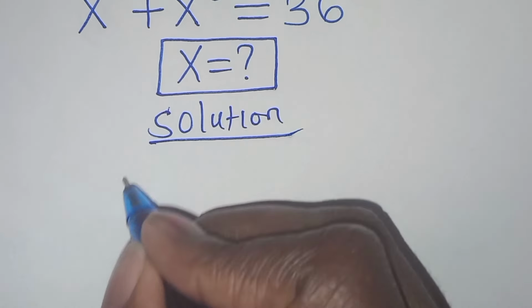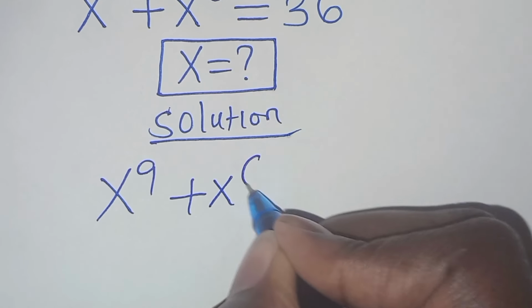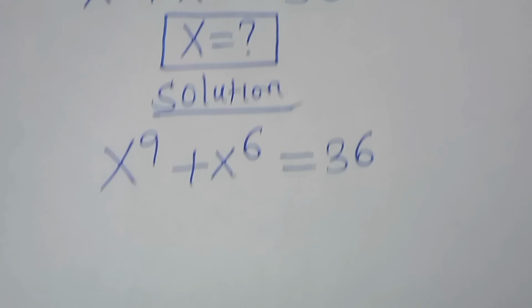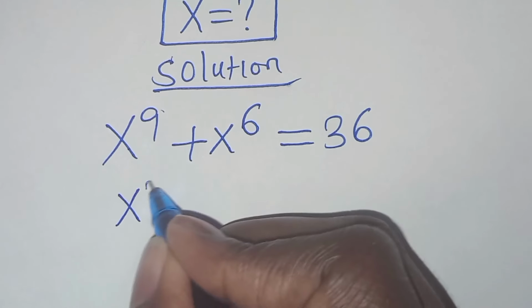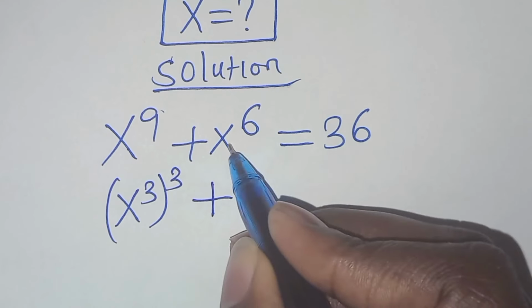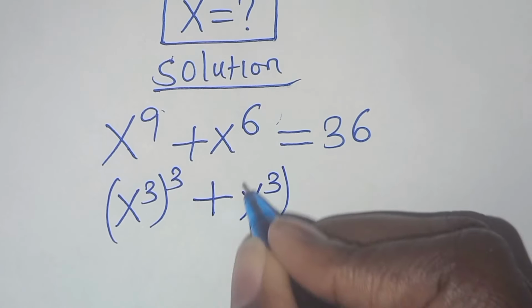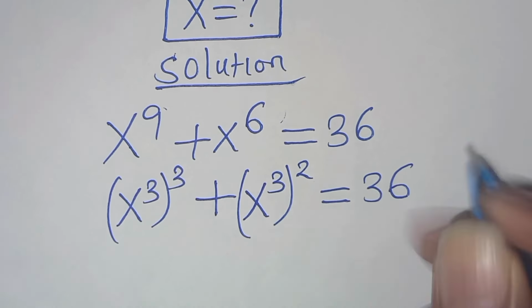So we have x to the power of 9 plus x to the power of 6, which is equal to 36. We can express x to the power of 9 as x to the power of 3 raised to power 3, plus x to the power of 6, which you can express as x to the power of 3 raised to the power of 2. This is equal to 36.